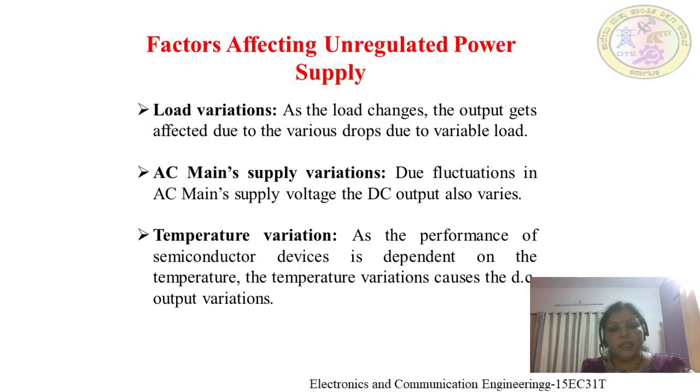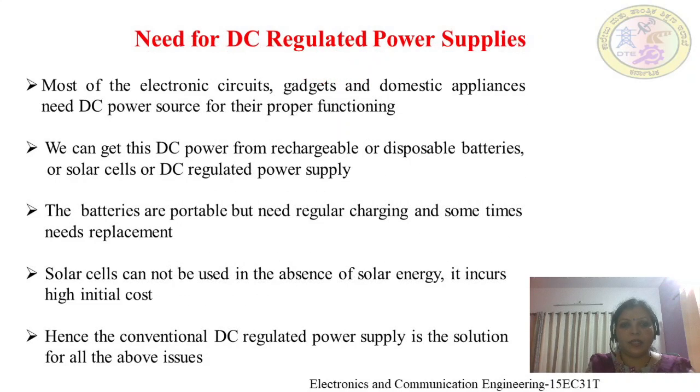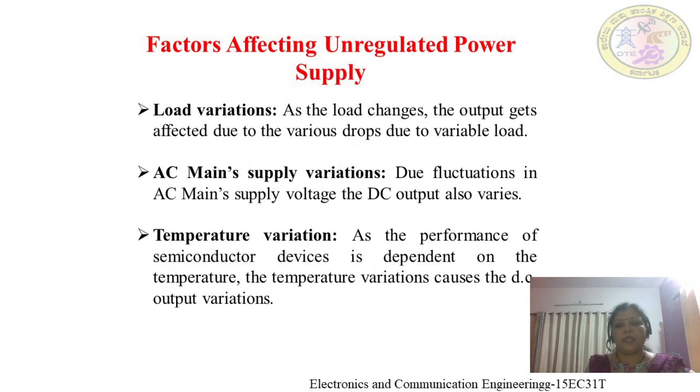A DC regulated power supply is one which converts input AC to a stable, constant, regulated DC. If a power supply is not able to produce a constant, stable DC output, in other words an unregulated DC output, such power supplies are called unregulated power supplies.